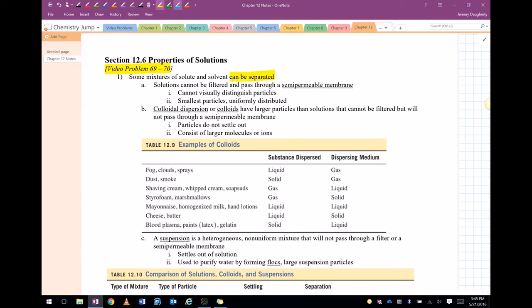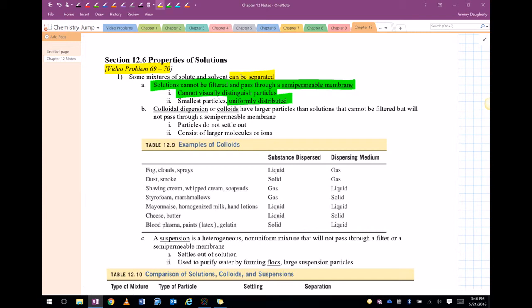So first, we've been talking about solutions. Now solutions cannot be filtered out, and they will pass through a semi-permeable membrane. So think about salt water, a saturated solution of salt water with no solid at the bottom. If you were to filter that, you're not going to get the salt. You're not going to get the sodium chloride ions filtered out. For a solution, you can't see the particles, and those particles are uniformly distributed.